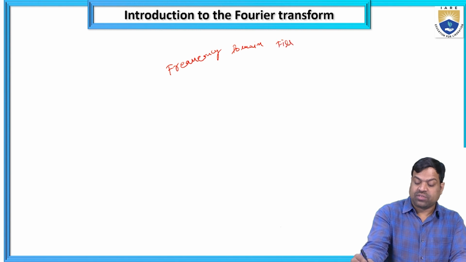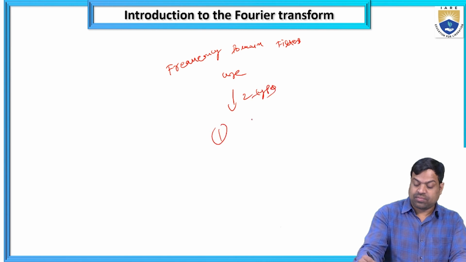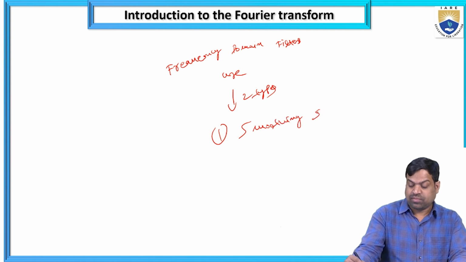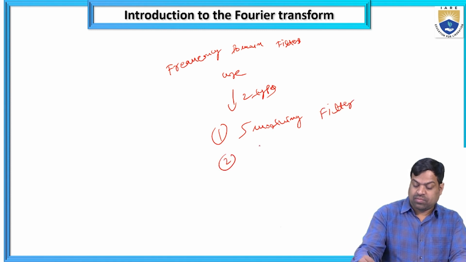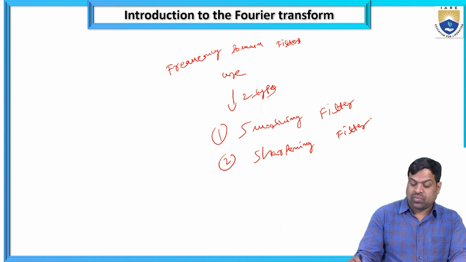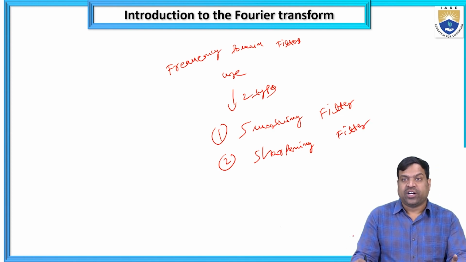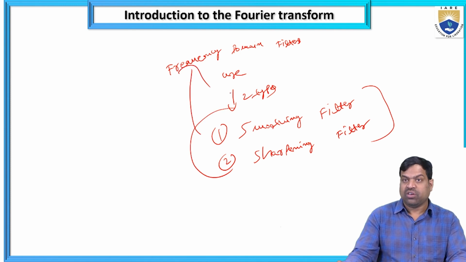Frequency domain filters are of two types. In the spatial filter, there are two types: smoothing spatial filter and sharpening spatial filter. In the frequency domain also two types are there: smoothing frequency filters and sharpening frequency filters. These are the two types for the frequency domain.